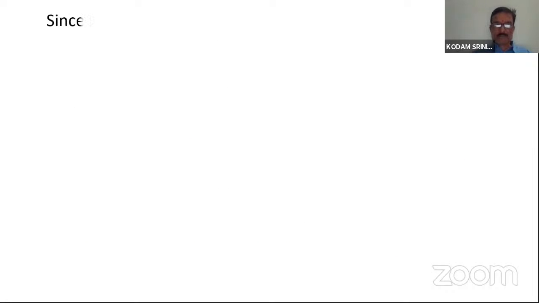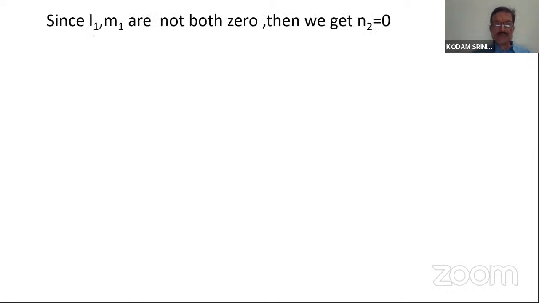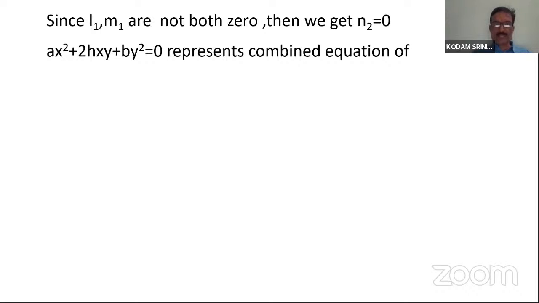So in this case, we have taken that L1x plus M1y equal to 0. That is, in this case, L1 and M1 must not be equal to 0. So in this case, we will get that N2 equal to 0. Already we have taken that N1 equal to 0. Here we will get that N2 equal to 0.